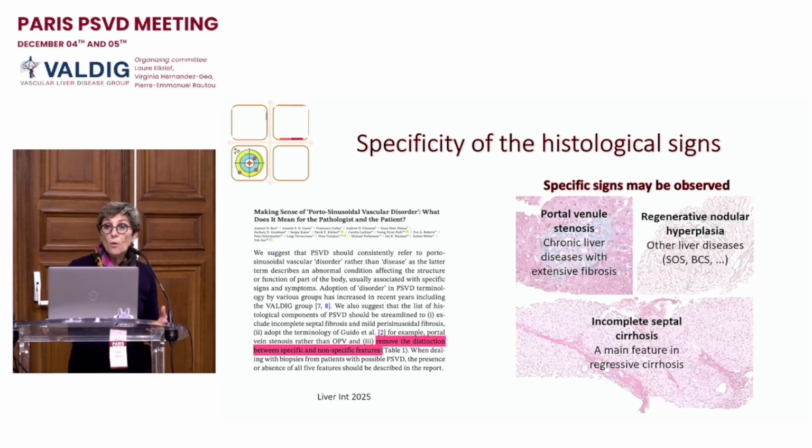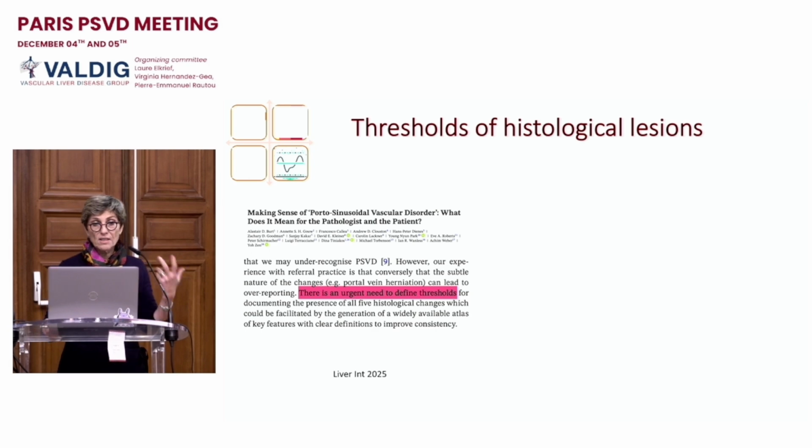The other point that has been highlighted is the specificity of the histological signs, and for sure, we know that the specific signs that have been identified are not specific at all. For instance, portal vein stenosis may be observed in many chronic liver diseases with extensive fibrosis, most of them. Regenerative nodular hyperplasia can be seen in other contexts, especially in other vascular liver diseases. And incomplete septal cirrhosis may be a main feature in regressive cirrhosis of diverse etiology. And the last challenging issue is the absence of threshold of these histological lesions.